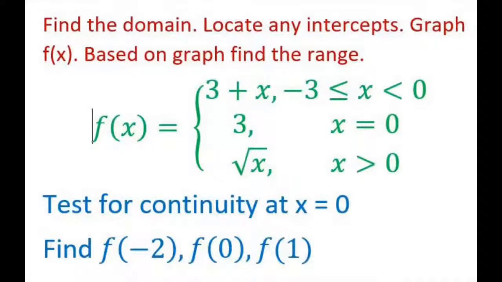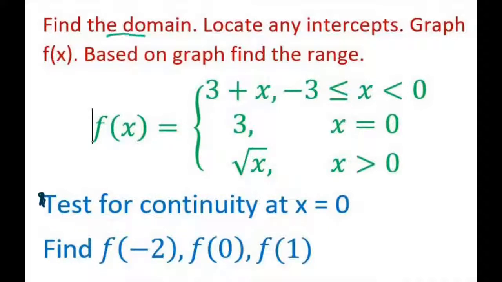Hi everyone, we're going to find the domain, locate any intercepts, and graph f of x, and then find the range after we graph. So this is our piecewise function. It has three pieces, and we're going to test for continuity at x equals 0 by taking limits and also evaluate. I think I forgot to write that down. But anyway, let's look at the domain.